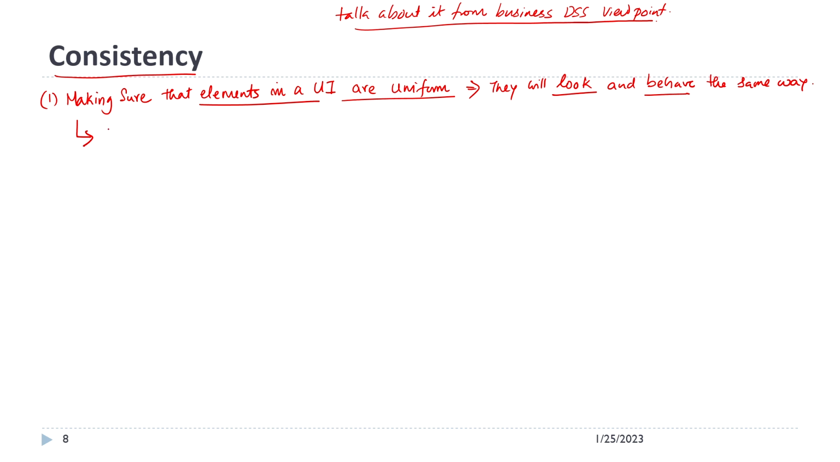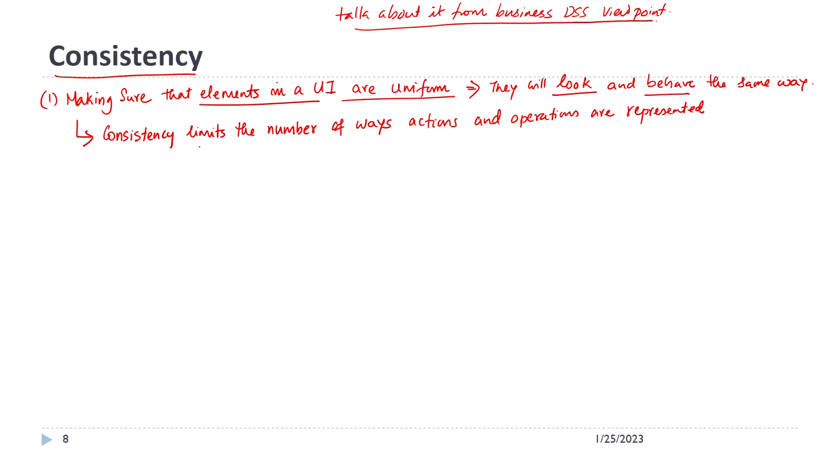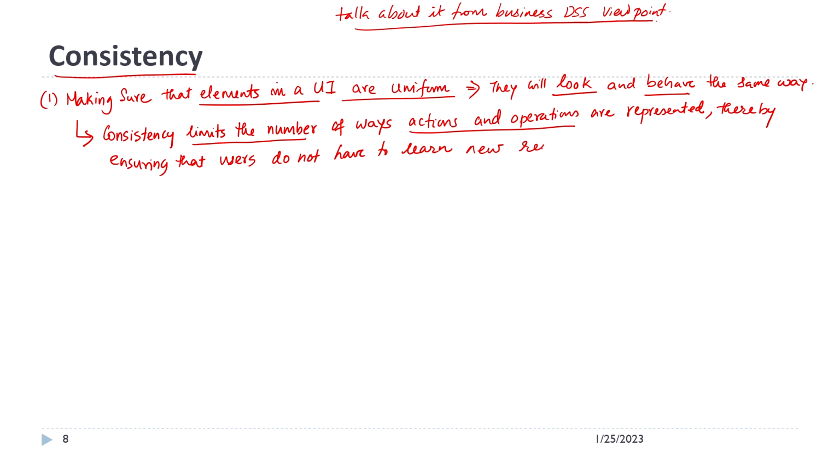Another way of thinking about it is that consistency limits the number of ways actions and operations are represented, thereby ensuring that users do not have to learn new representations for each task.